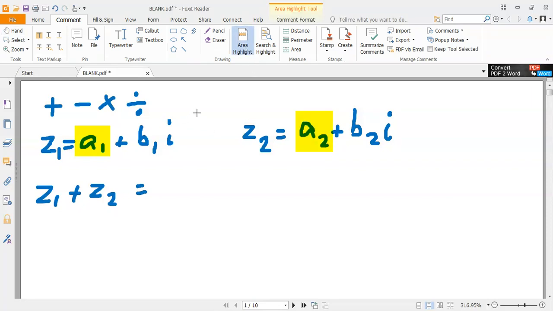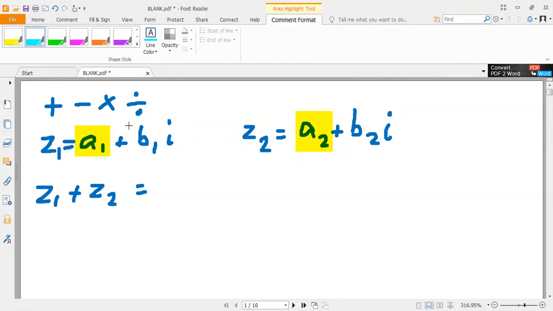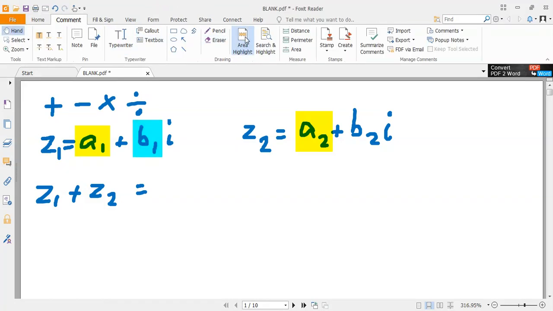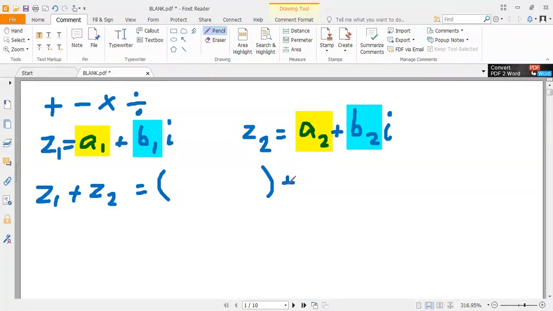Of course, in schoolwork or in an examination, you won't be doing these highlights, but it's just to make things clearer. And this is the imaginary part of the first complex number, and this is the imaginary part of the second complex number. So what we'll be doing is adding up the real portions and writing them down in a bracket, and then we'll start another bracket and add up the imaginary portions, followed by an I. So it's just plain addition of these two numbers.